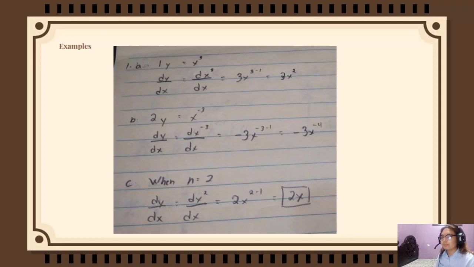So, the derivative of y over the derivative of x is equal to the derivative of x cubed. We take the n, the power of x, and bring it down. Then x, and then n minus 1. We take 3, so 3 minus 1, and we get 3x squared. Okay? Example number 2 next.